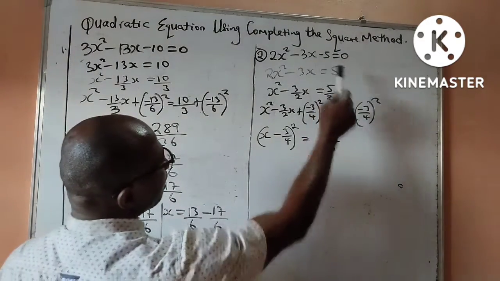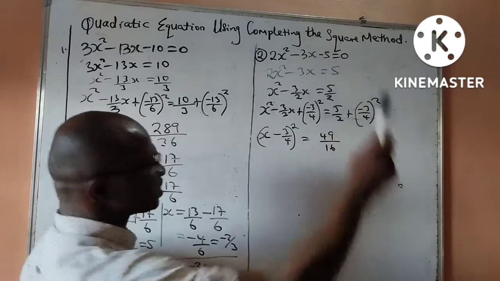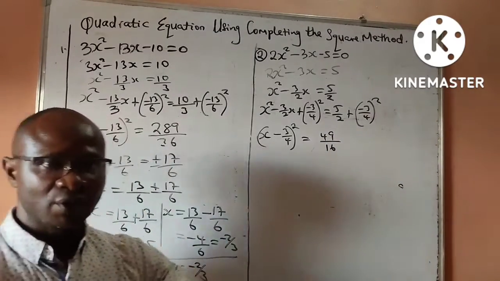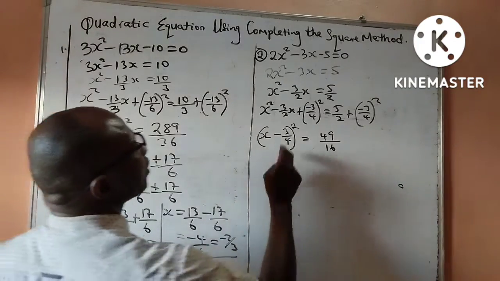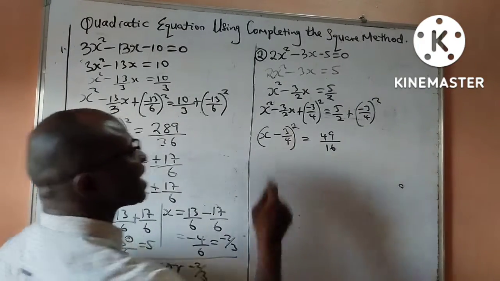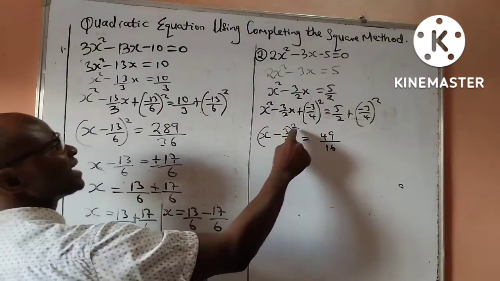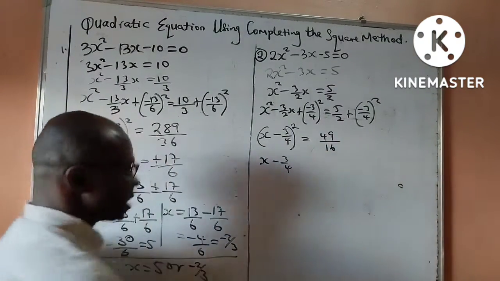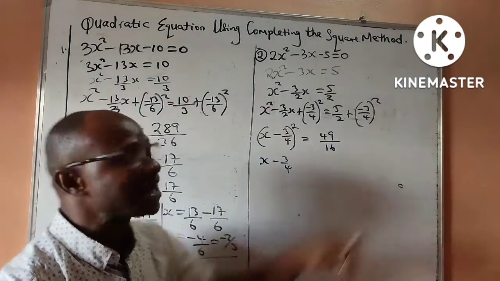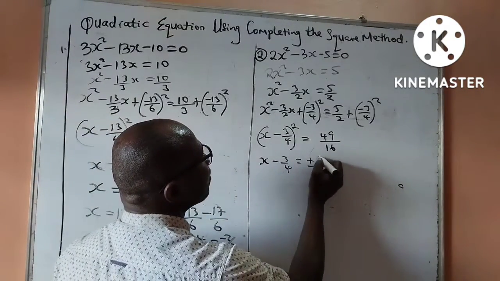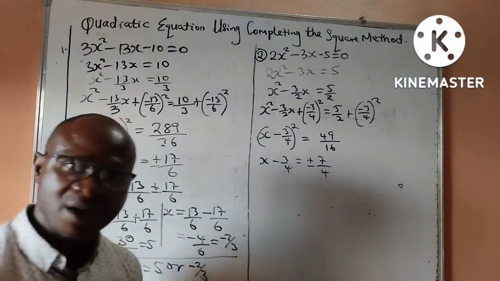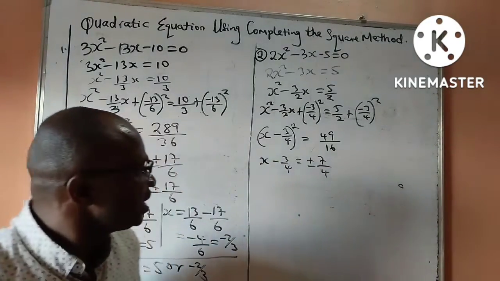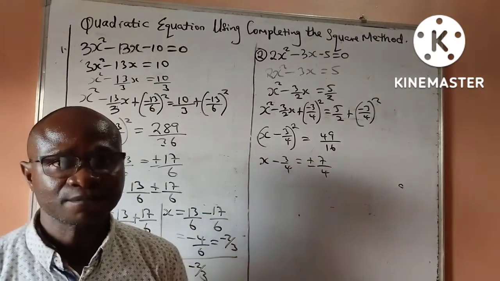So I have taken 1, 2, 3, 4 steps. I will take the fifth one, 5th, 6th, 7th. The video will be over. Then what will I do? I will take square root of both sides. If I take square root of this left hand side, these two will just disappear. I will get x minus 3 over 4. If I take square root of the right hand side, what I will now have is plus or minus 7 over 4. Because the square root of 49 is 7 and the square root of 16 is 4.